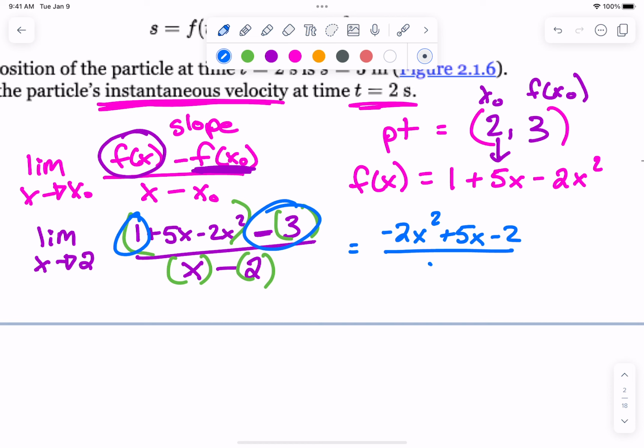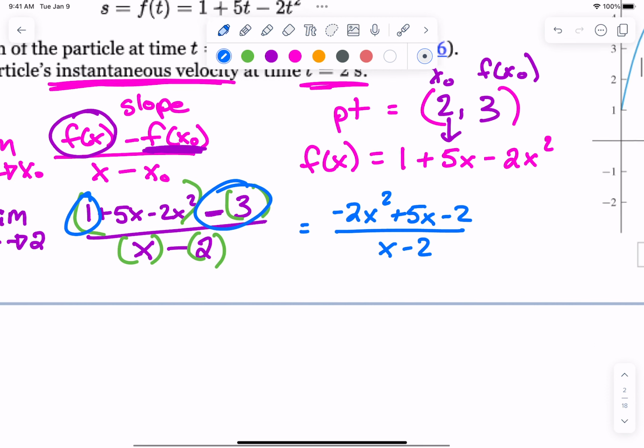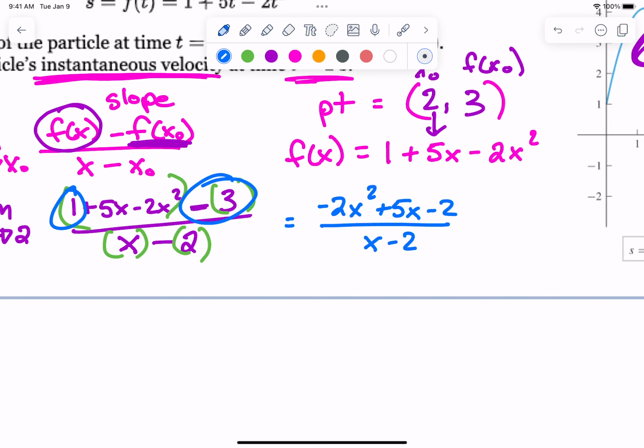Minus 2, all over x minus 2? Okay, just simplifying the 1 and the 3 because they don't squares or no. Okay, so just simplify?